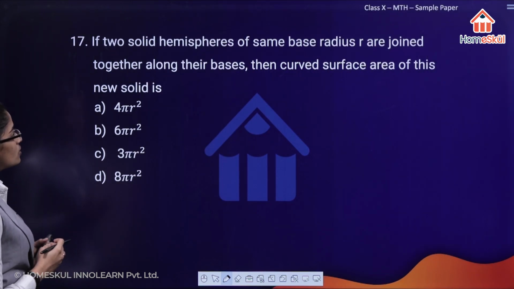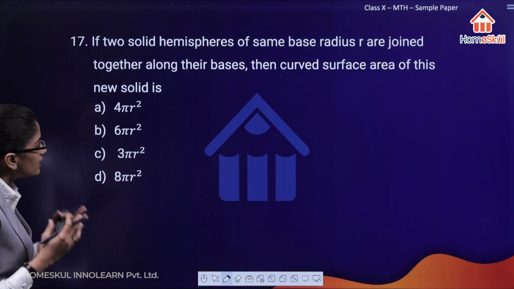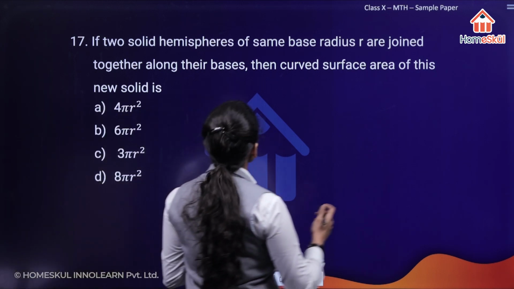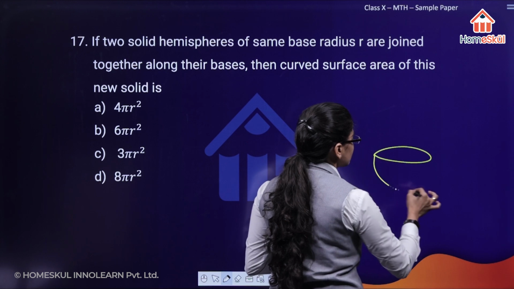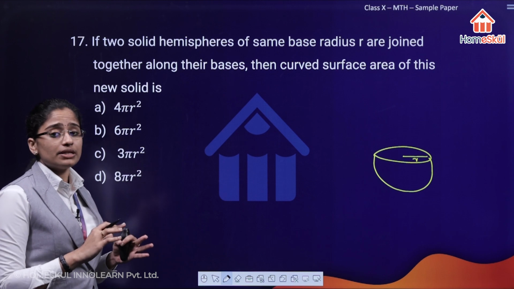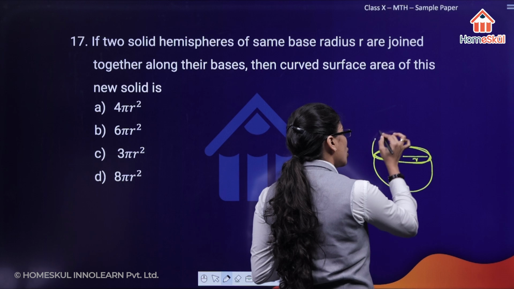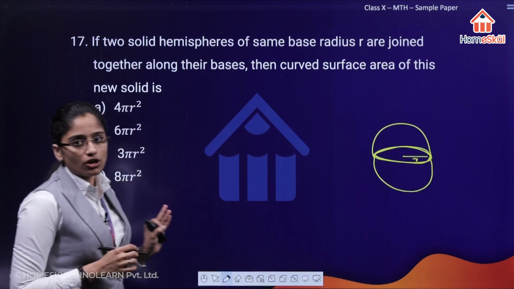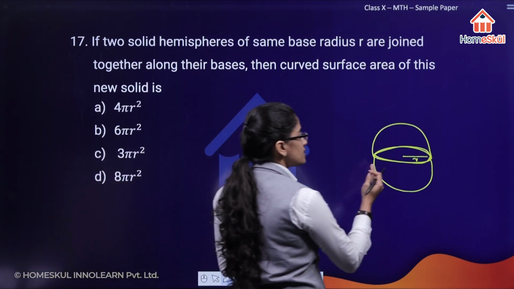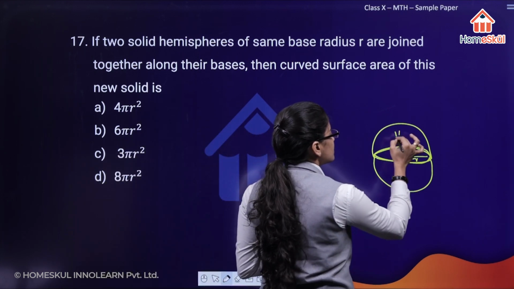17th question. If two solid hemispheres of the same base radius are joined together along their bases, then the curved surface area of this new solid is? Here we are having a solid hemisphere with base radius r, and another hemisphere with the same radius, joined together. This is the new solid. We need to find the curved surface area of the new solid. That means the curved surface area of the new solid is the curved surface area of the first hemisphere plus the curved surface area of the second hemisphere.